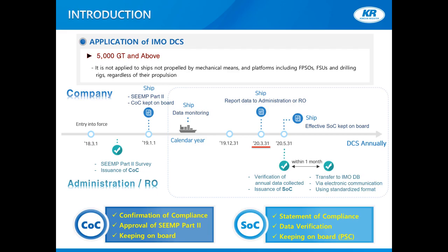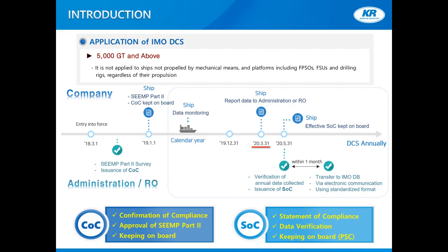It shall be reviewed and approved by administration or RO. After the approval of the SEEMP Part II, administration or RO will issue COC to company. It shall be done before 31st December 2018. From 2019, each ship shall collect the data for each subsequent calendar year.